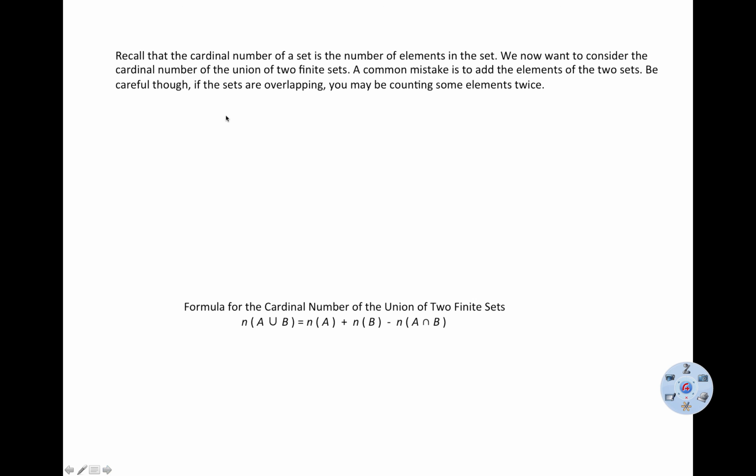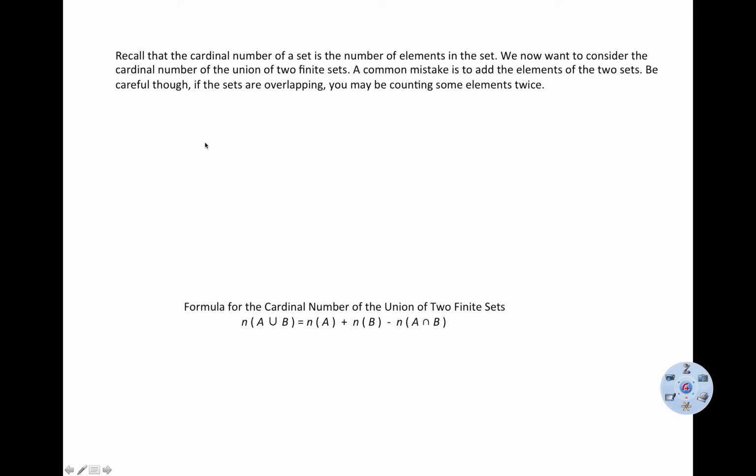So let's recall that the cardinal number of a set is the number of elements in the set. We now want to consider the cardinal number of the union of two finite sets. A common mistake is to add the elements of the two sets. Be careful though. If the sets are overlapping, you may be counting some elements twice.